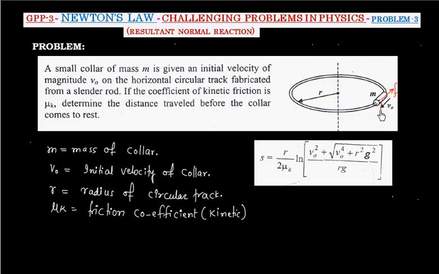Now mg will act in the downward direction. There will be a normal reaction in the upward direction. Let us call this normal reaction N1. Now this collar has a tendency to go outside. So there will be a normal reaction inside this circle towards the center. So this normal reaction will act towards the center. Let us call this normal reaction N2.